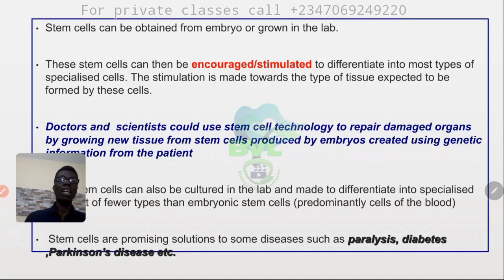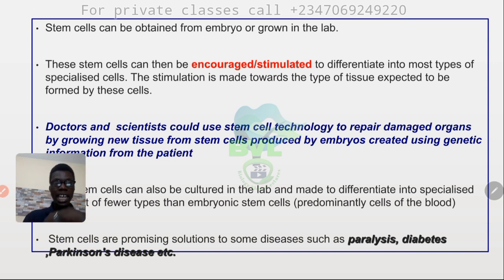It says stem cells can be obtained from embryo or grown in the laboratory. These stem cells can be encouraged or stimulated to differentiate into most types of specialized cells. What we mean is that you stimulate it. The cell doesn't know what to do yet, it's just there, but you can make it grow the type of cells you want it to form. For example, somebody that is diabetic needs more cells in the islet of Langerhans in the pancreas, so you need insulin-producing cells there. You can stimulate stem cells to grow that type of cell, then take that into that person's pancreas to replace the lost cells.